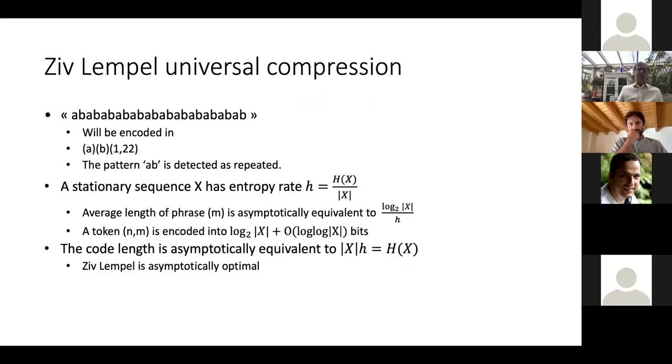For example, look at this example of universal compression. Look at the example AB. It will be encoded as A, B, and then the fact that the sequence AB is repeated 11 times.